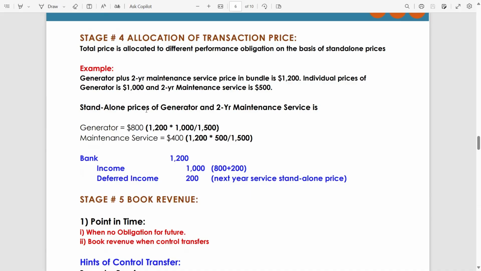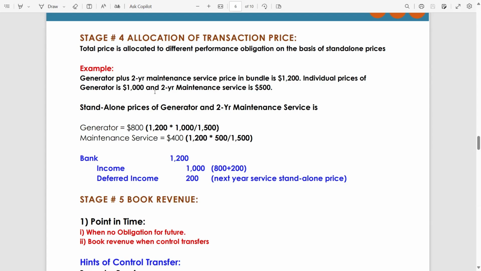Now how will you calculate the stand-alone prices of the generator and the 2 year maintenance service? For the generator, it is 800. How 800? The 1200 bundle price multiplied by the individual generator price of 1000, divided by the total price of the two, 1500, gives you 800. Now the maintenance service is 400. How? The 1200 bundle price, multiplied by the 500 maintenance service price, divided by 1500.